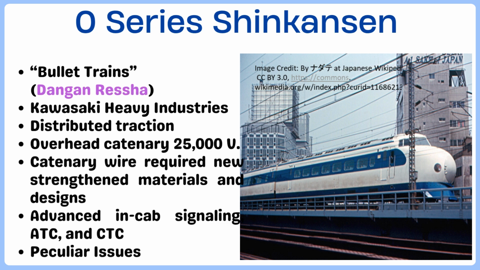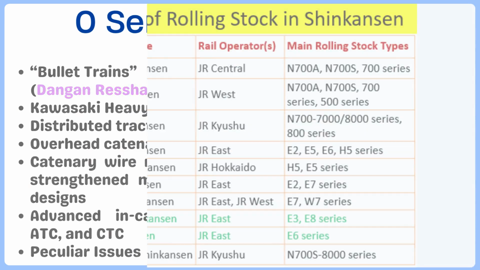Peculiar issues like high aerodynamic resistance, track adhesion, running stability, pantograph power collection, axle bearings, braking distance, pressure waves when entering tunnels and passing at high speeds, and noise generation were faced and were solved in subsequent designs of Shinkansen trains.